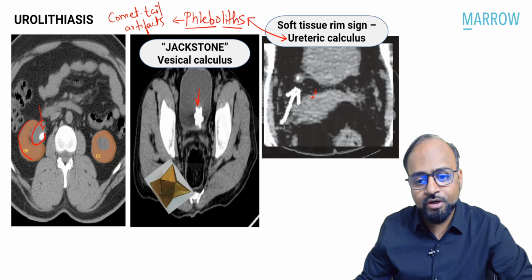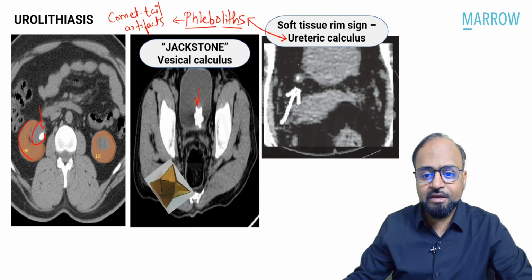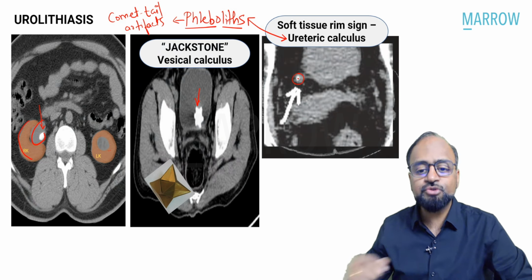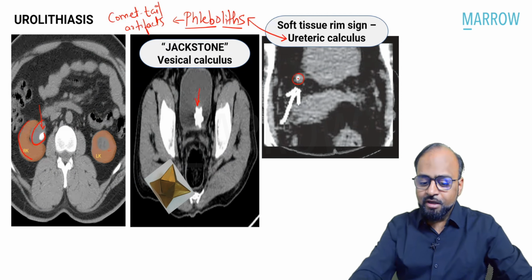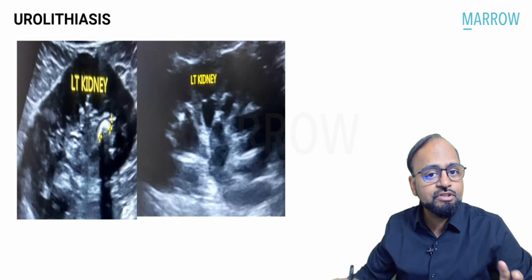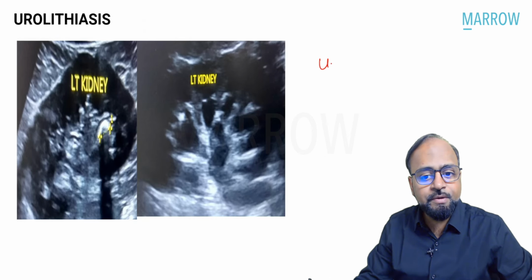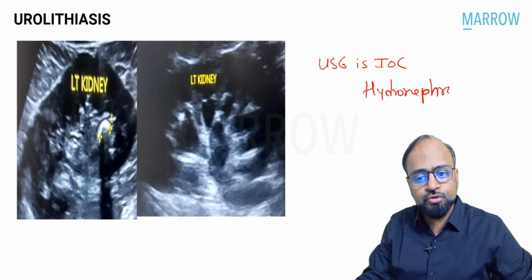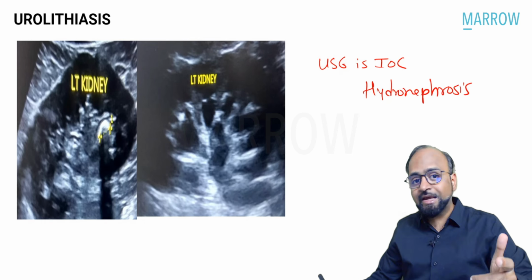Can you see that? Now look at this image here. Here you can see the calculus, and there is a soft tissue rim of the edematous ureteric wall around it. All right. Now, hydronephrosis we have discussed. USG is the investigation of choice for detection of hydronephrosis, right? It is usually the first initial investigation done in an acute renal colic.